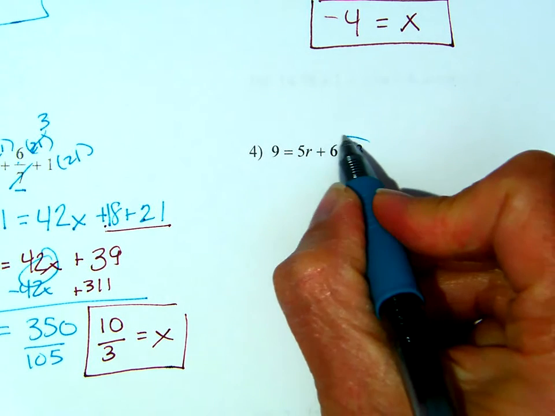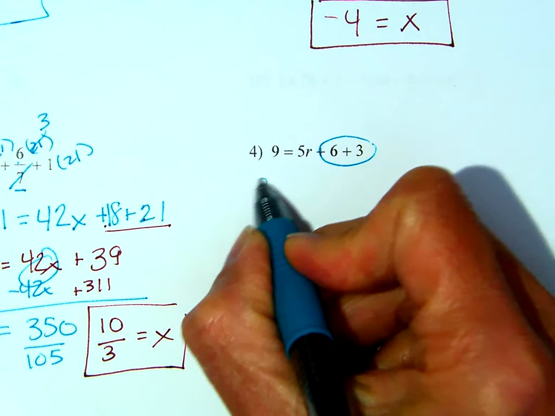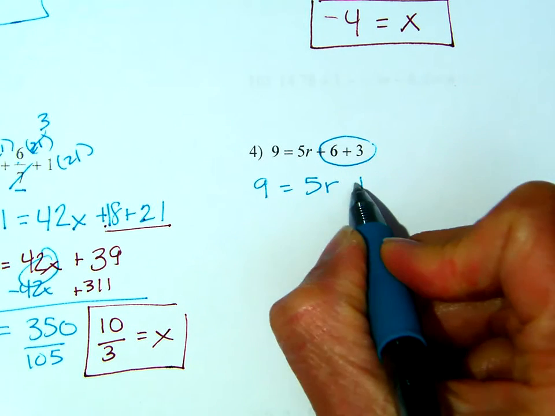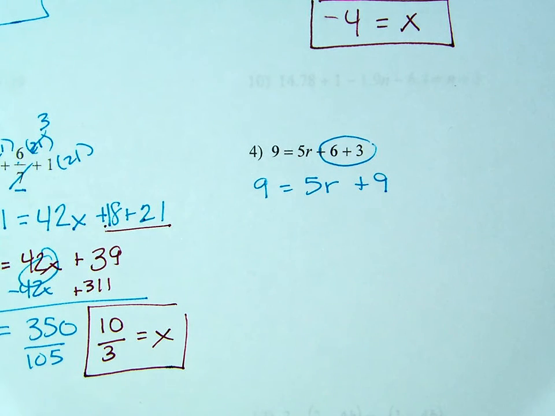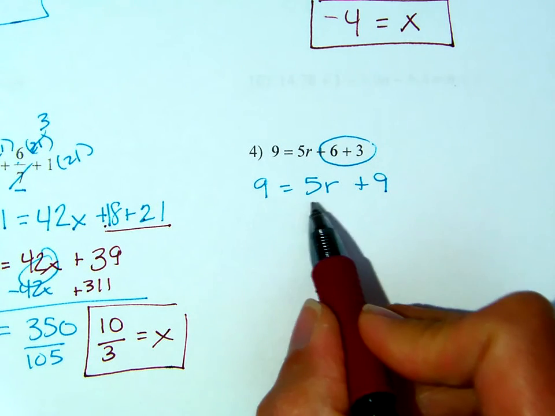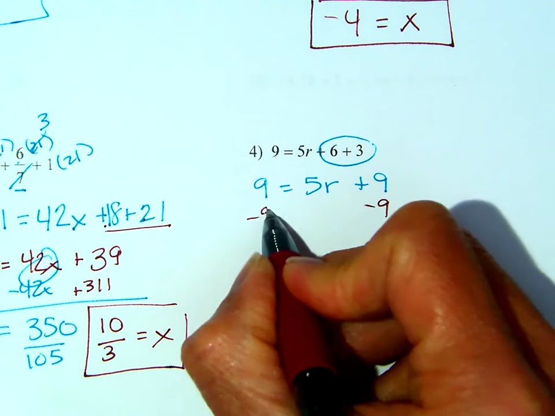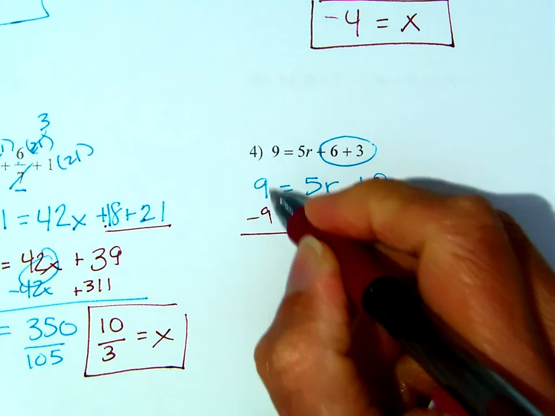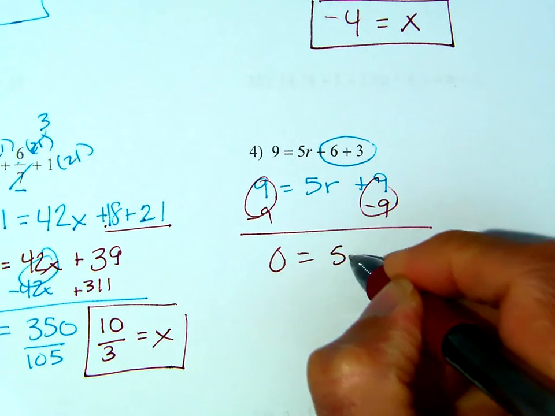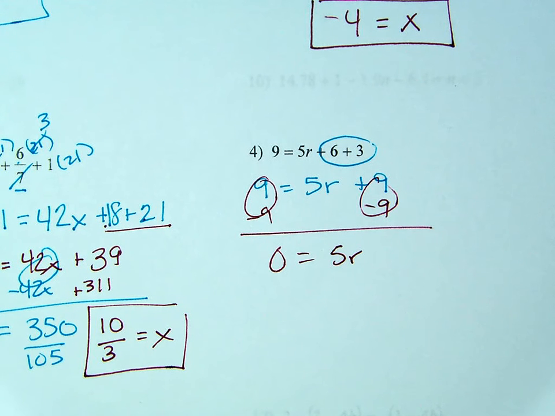Combine like terms. That's my first step. That's a 9. So I get 9 equals 5r plus 9. Next step is to get all the numbers on that side because the r's are already on the right side. So we're going to get all the numbers on that side. And that's 0 and that's 0. So 0 equals 5r. Now, a lot of people would say, oh, I know what r is because there's only one thing times 5 that gets me 0, so r is 0.